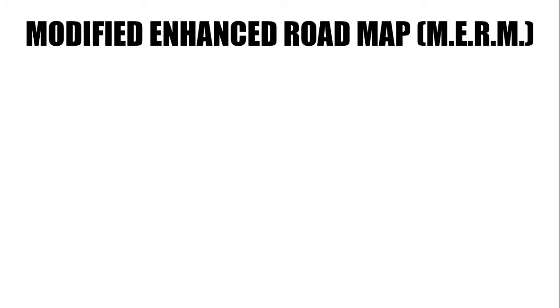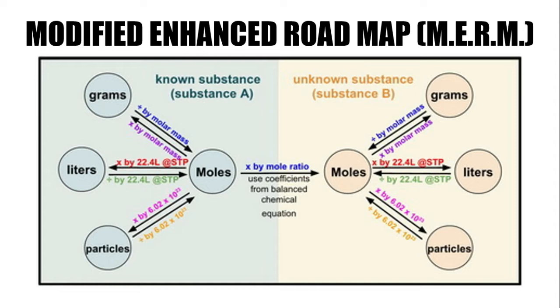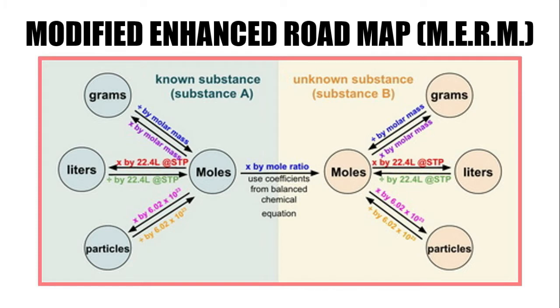I have this thing called the Modified Enhanced Roadmap, or the MERM. So what does the MERM look like? This is the MERM that I'm talking about. It's the same as the enhanced roadmap, but what changed is you have two enhanced roadmaps combined. And you also have the mole ratio, which we talked about in the previous video, right?